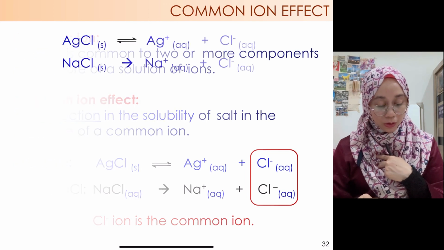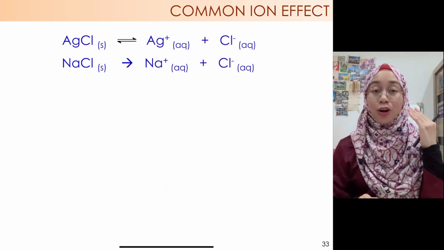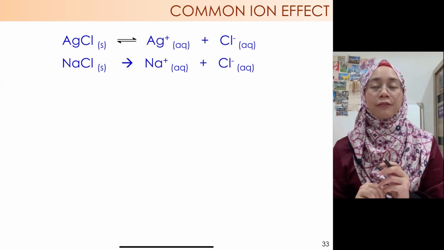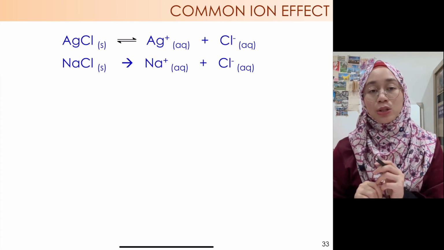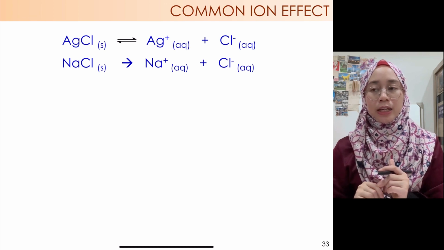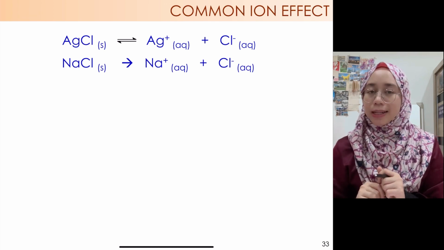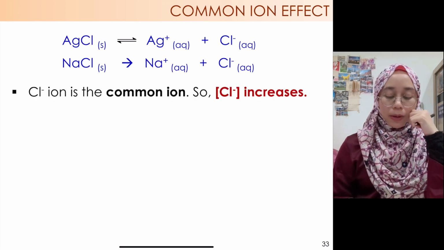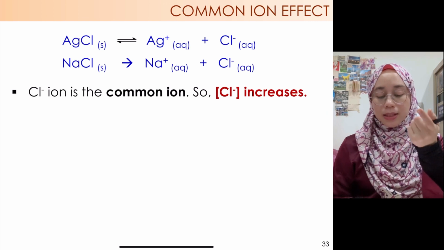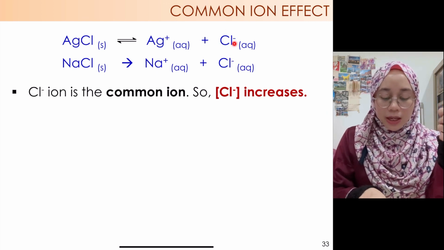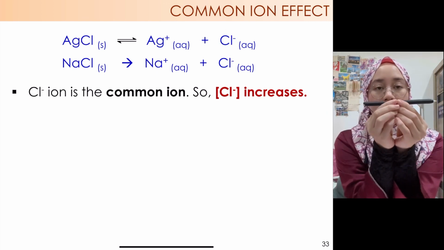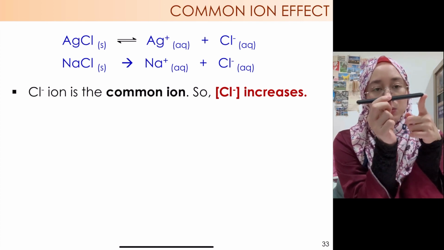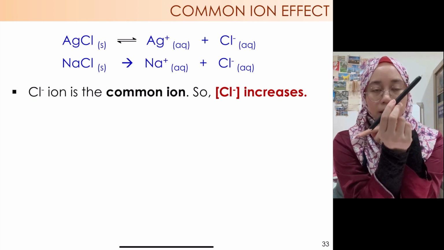Okay, so apa jadi bila ada common ion dalam solution tu? Adakah the solubility of slightly soluble salt tadi jadi lagi soluble ataupun jadi less soluble? Okay, so kita tengok. Cl- ion is the common ion. So the concentration of Cl- increases. Initially dia dekat equilibrium, tapi bila kita masukkan dalam NaCl, now the Cl- punya concentration increases, so what can you see here?